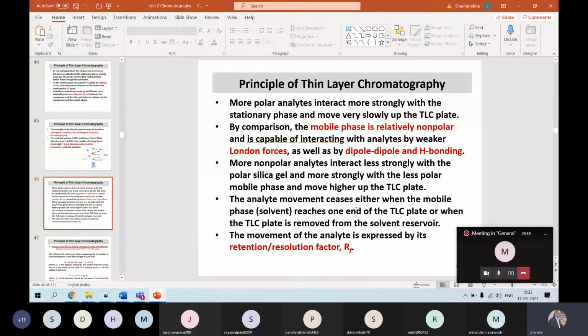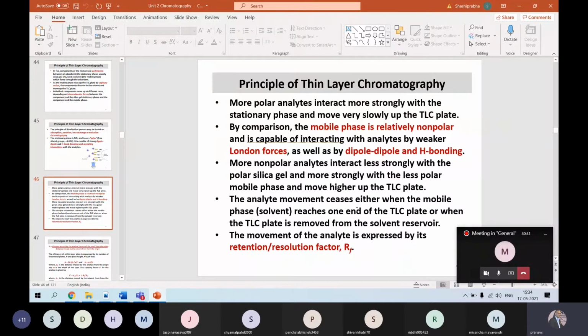Then the analyte movement ceases. It stops either when the mobile phase reaches one end of the TLC plate or when the TLC plate is removed from the reservoir. Naturally, during development, you allow the mobile phase to run up to a certain distance, approximately 1 centimeter below the plate size. Or you can always simply remove the plate once you feel that it has reached up to a certain distance and most of the things have been separated, so one can take them out.